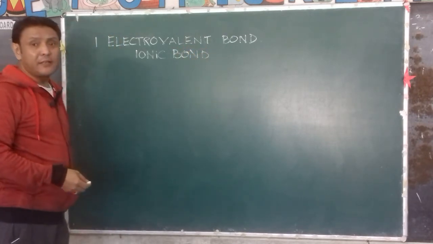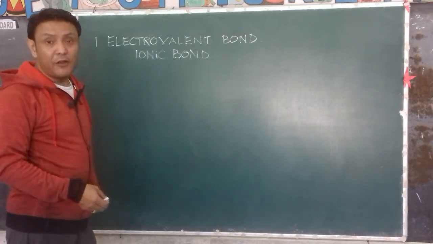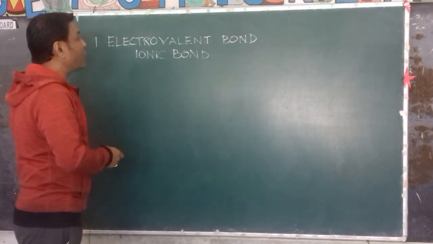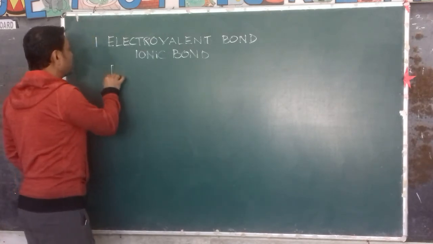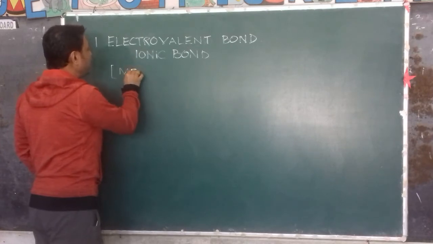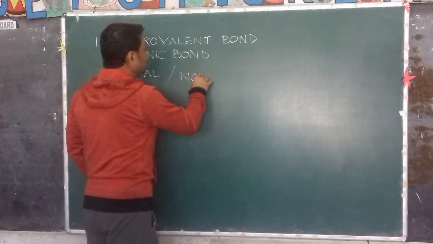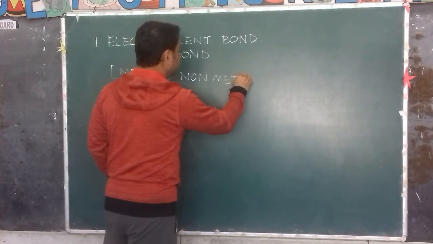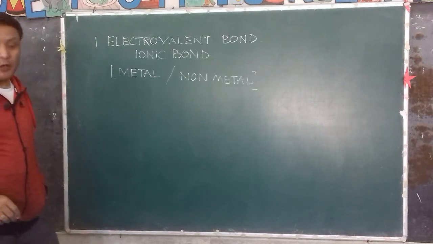Why is it called ionic bond? Because ions are formed. I'll give you an example for the formation of ionic bond, and you will understand. Now, electrovalent bond takes place between the metal and non-metal. Please remember this. If there is a compound formed between a metal and a non-metal, then it has to be electrovalent bond or the ionic bond.